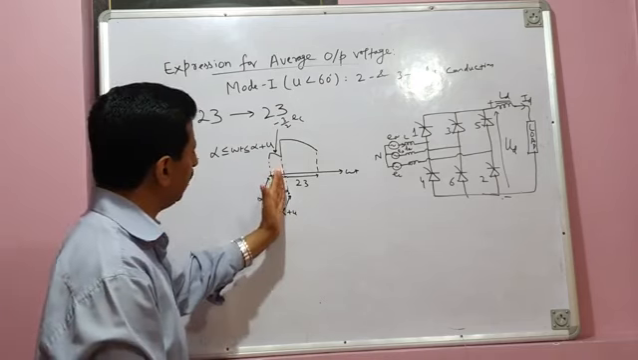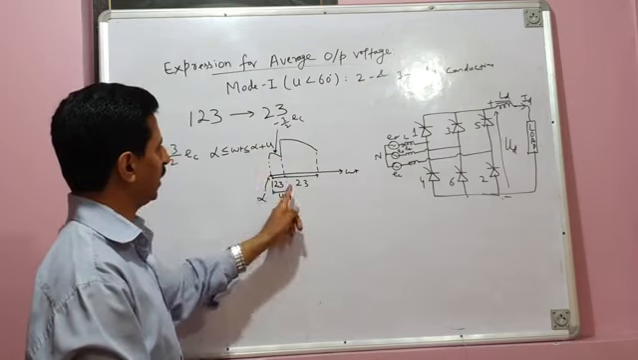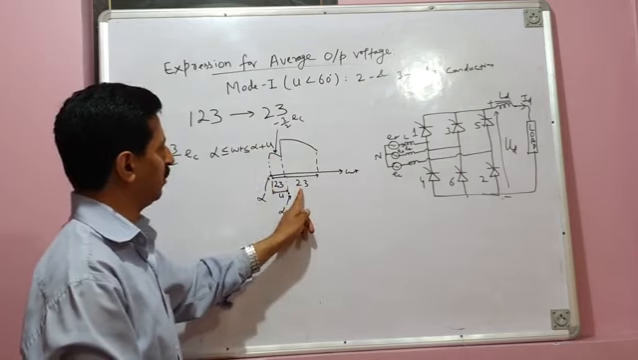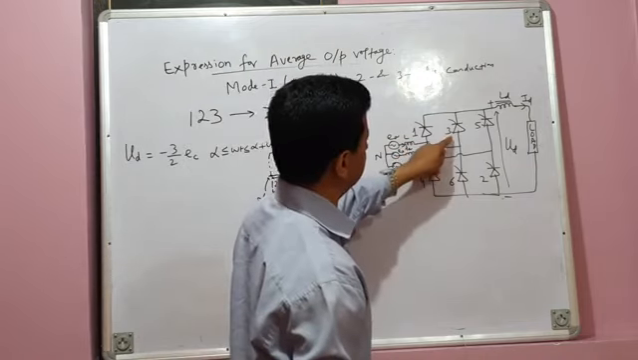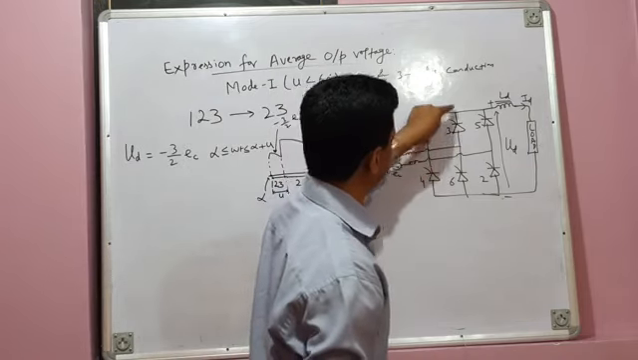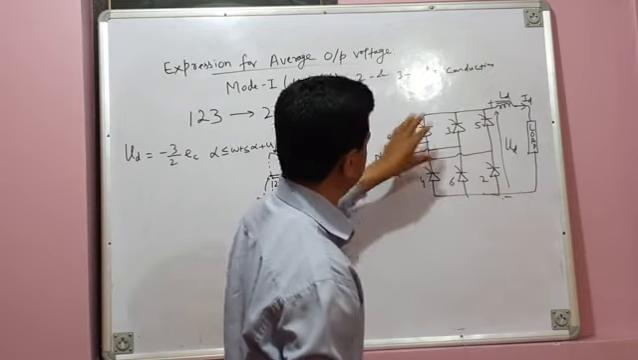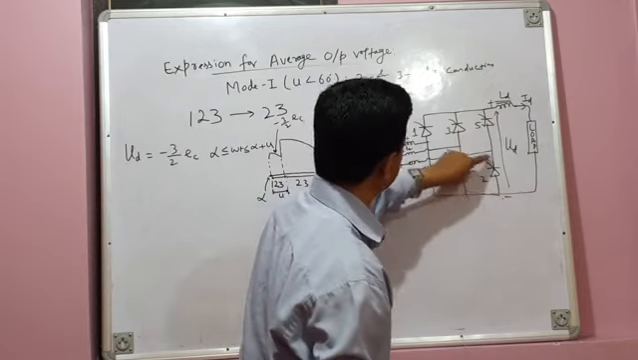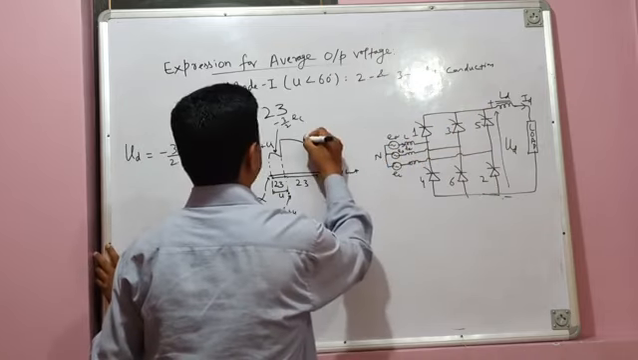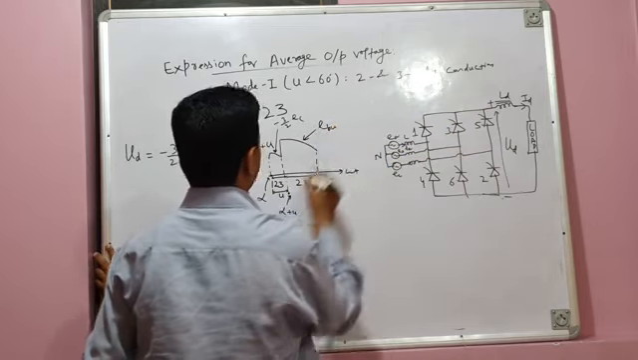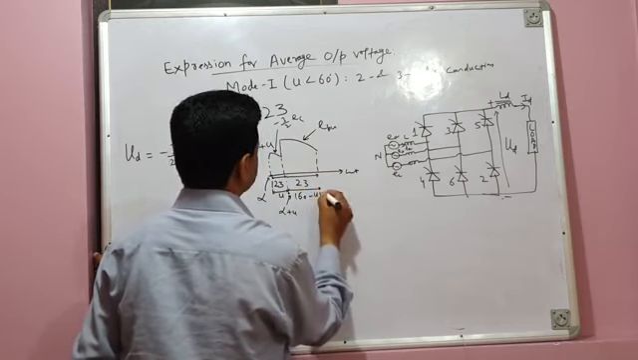So commutation starts from alpha and it ends at alpha plus U. At the end of commutation overlap, commutation is over, then our 3 valve conduction will be followed by 2 valve conduction, 2, 3. So when 2 and 3 are conducting, 3 is conducting, that means positive bus voltage is EB, and 2 is conducting, that means negative bus voltage is EC. So our load voltage is EBC. And what is this interval? This is 60 minus U degrees.